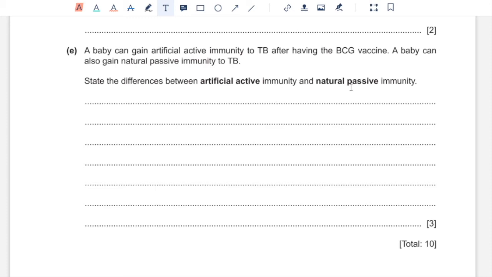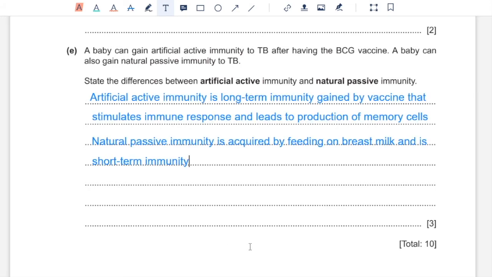Whereas natural passive immunity would be gained by feeding on breast milk that would have antibodies, because the mother would be immune to TB. And because the antigen never entered the body of the baby, no immune response was carried out, and so no memory cells were created. That means natural passive immunity is short term immunity. And so you're supposed to describe the features that distinguish the two types of immunities.